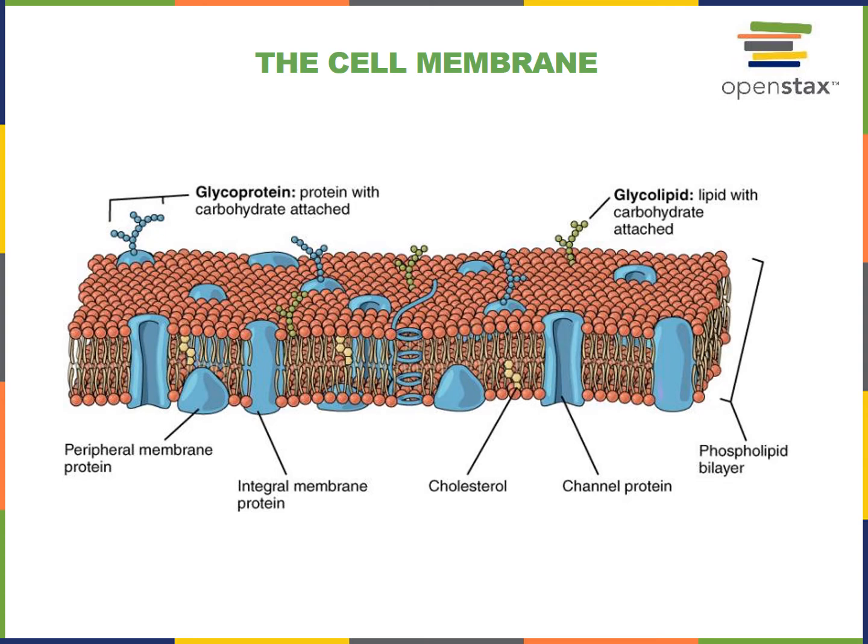See the beautiful bilayer of the cell membrane? This is the glycoprotein right here, a protein with carbohydrate attached, same thing here. And this is the channel protein we talked about. This is some cholesterol. This cholesterol actually makes the cell membrane a little bit flexible, to give it some flexibility. And this is the integral membrane protein embedded within the cell membrane, as you can see. And this is the peripheral membrane protein. And this layer here is the phospholipid bilayer we spoke about.